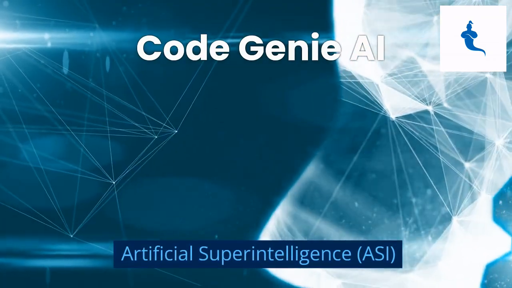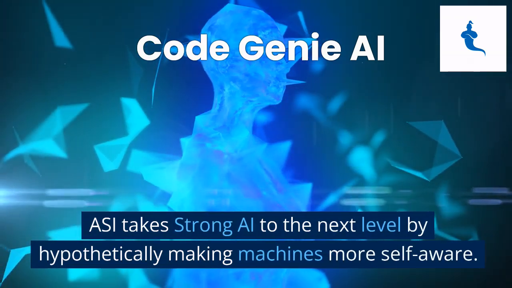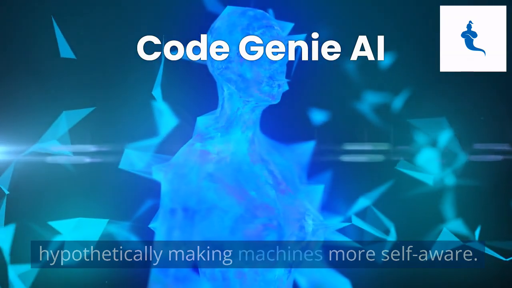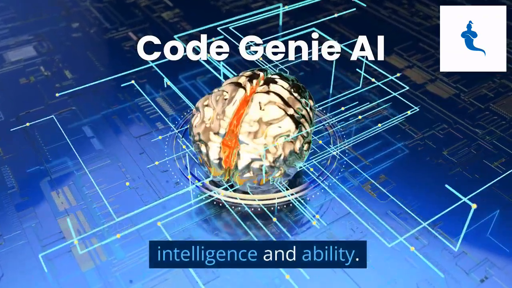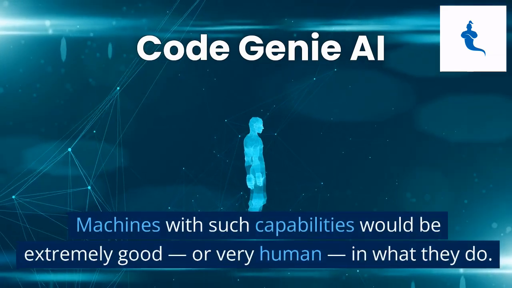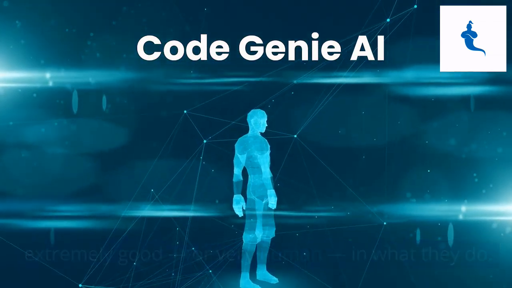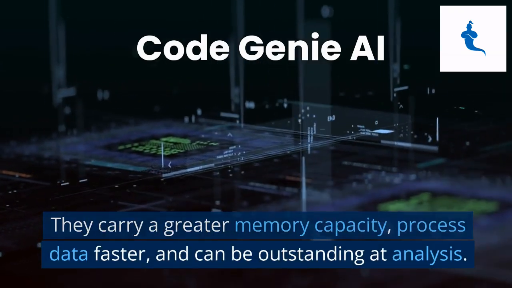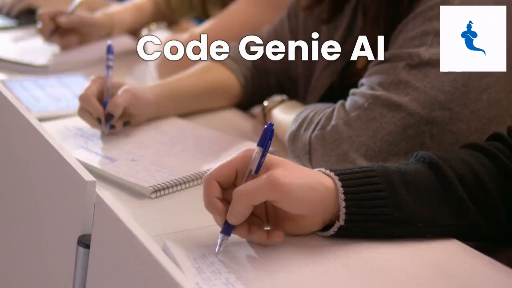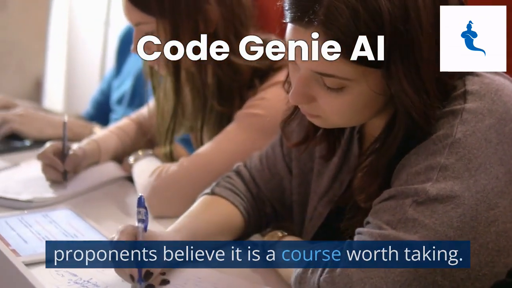Artificial Superintelligence, ASI. ASI takes strong AI to the next level by hypothetically making machines more self-aware. At this point, the capacity of AI surpasses human intelligence and ability. Machines with such capabilities would be extremely good, or very human, in what they do. They carry a greater memory capacity, process data faster, and can be outstanding at analysis. It is the most challenging level to achieve, but proponents believe it is a course worth taking.